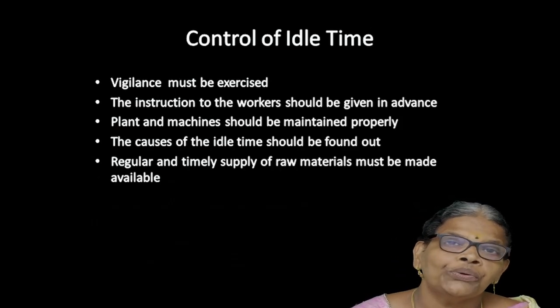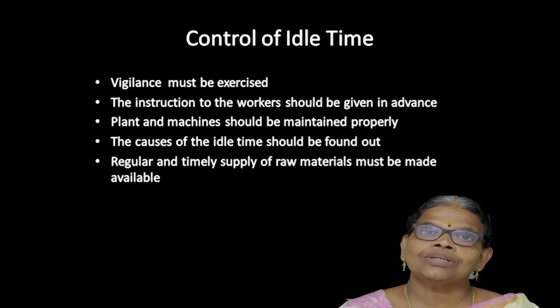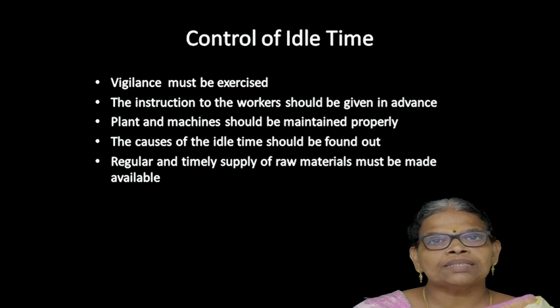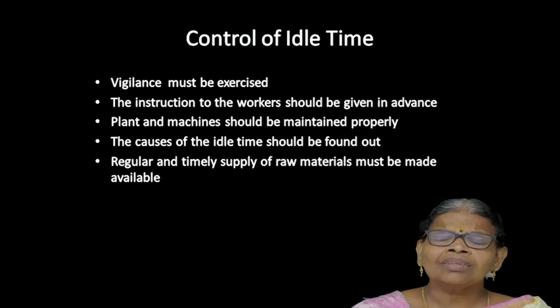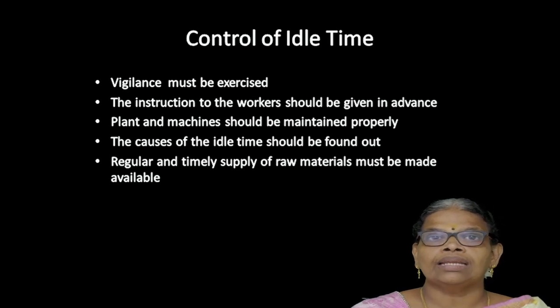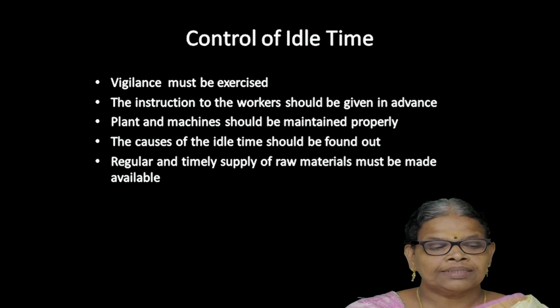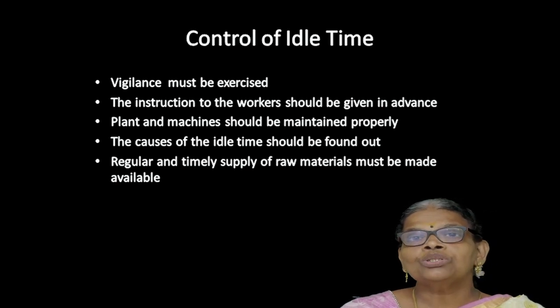Next, the question is how to control idle time, and whether it is controllable. Yes, to some minimum extent we are able to control idle time. First, vigilance must be exercised. Proper control. If you are very alert and very cautious, you are able to minimize or control idle time. Also, instructions to the workers should be given in advance, and plant and machines should be maintained properly. The causes of idle time should be found out so that they are not repeated again. Regular and timely supply of raw materials must be ensured. These are the controls of idle time.